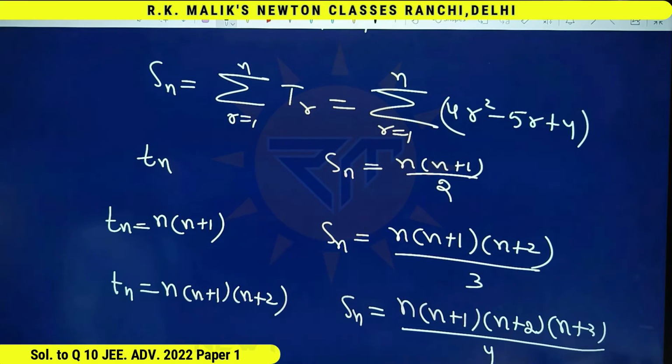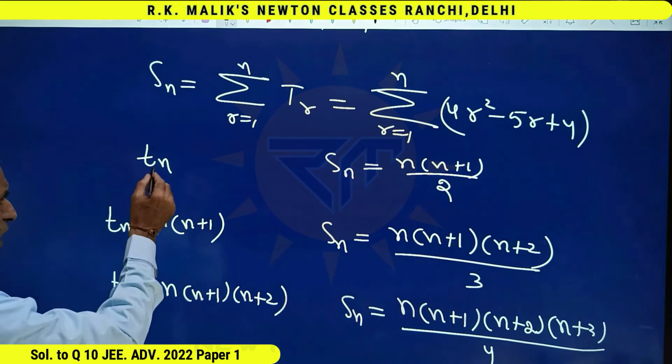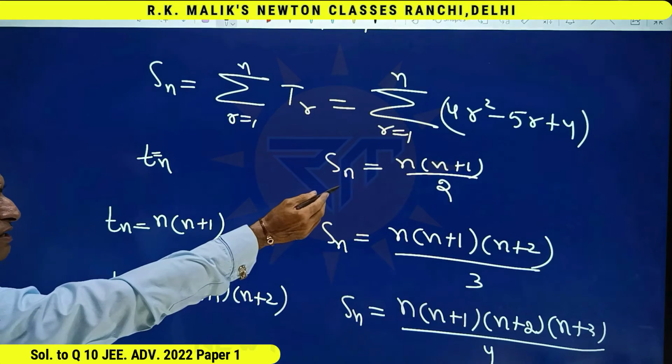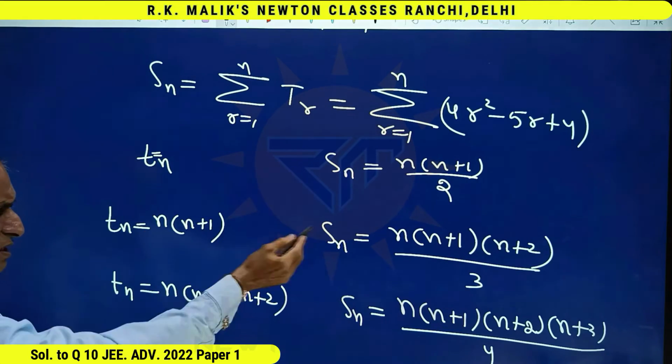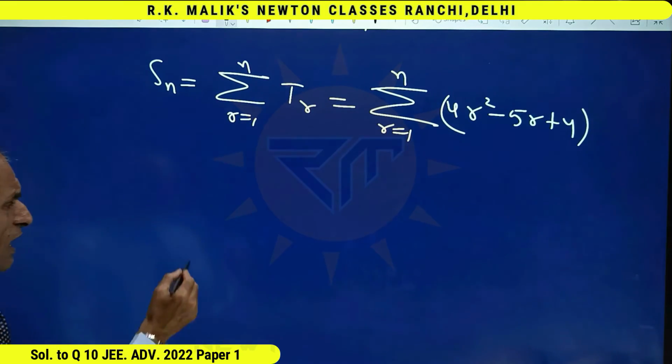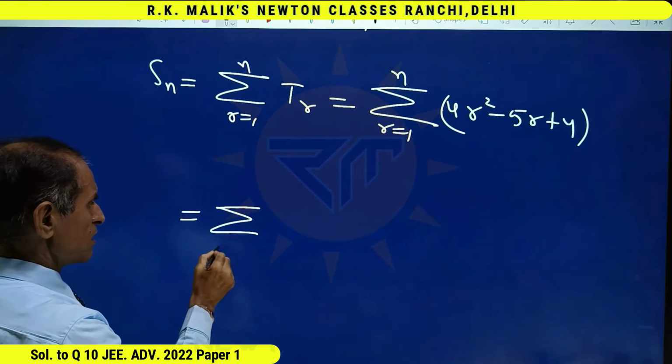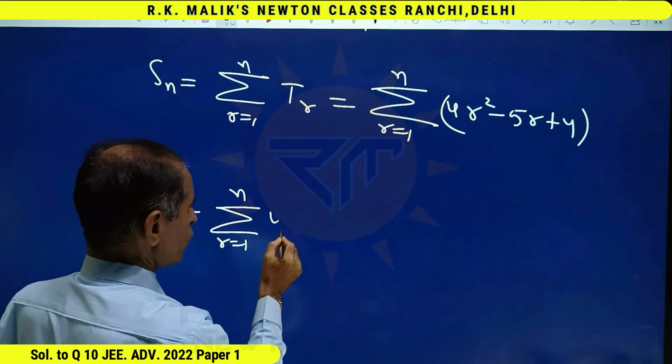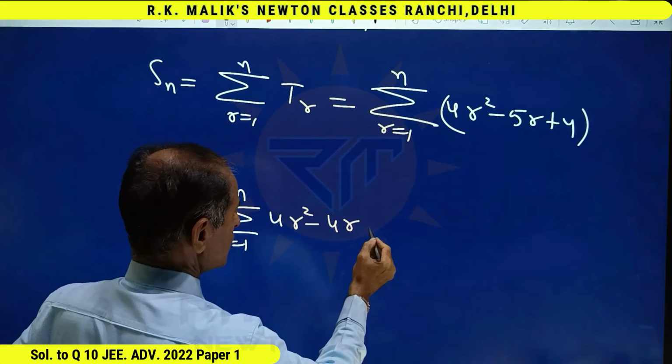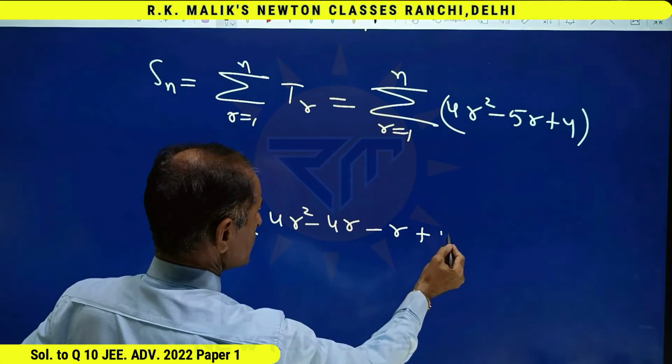The logic and the reason and the complete theory, and also more questions with slightly changed form and more concepts related to it, you will have to see my video of JEE Maths level sequence and series. But presently the required concept I have told you, that if the nth term is n, then Sn is this, if the nth term is this, and so on. In the present case I can write it as 4r square minus 4r minus r plus 4.